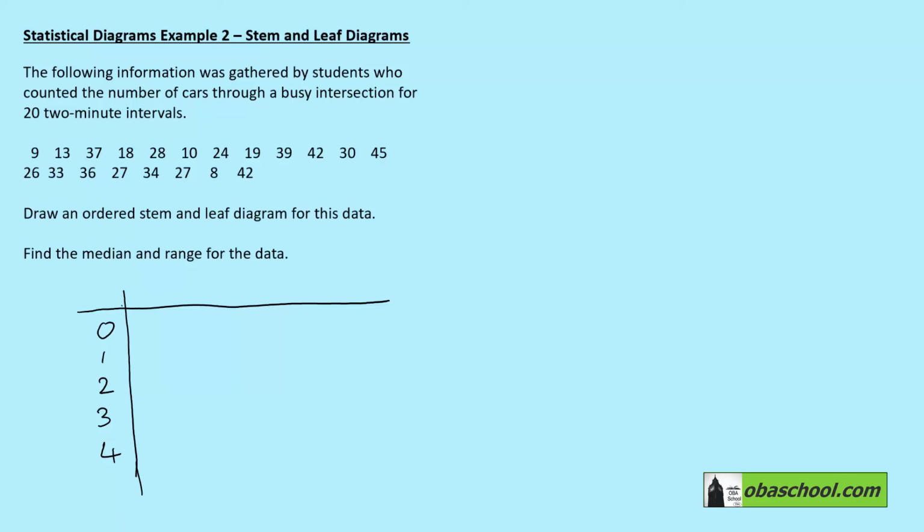So now the leaves. So we've got 9, 13, 37, 18. You can see how I'm just taking the second digit from here and putting it next to the appropriate point in the stem. I'm not paying too much attention to that at the moment, and I didn't mean to use that highlighter pen. So that was a 4.